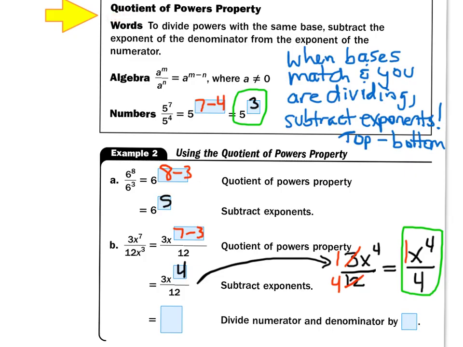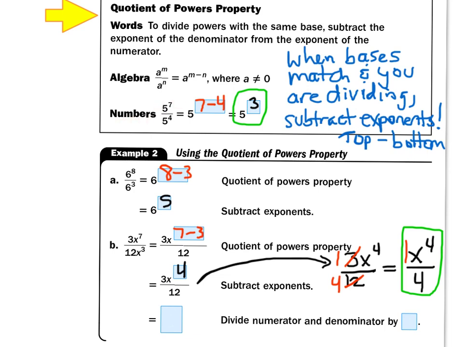Okay, so now quotient of powers property. So to divide powers with the same base, remember the bases have to match, subtract the exponent, and so watch, this is how I would say it. When the bases match, you are dividing, subtract the exponents, top minus the bottom. So go in order, the numerator minus the denominator. So watch here in algebra, a to the m power over a to the nth power. So the bases match, so I copied the a, and then just grab the powers in order, top minus bottom, m minus n.